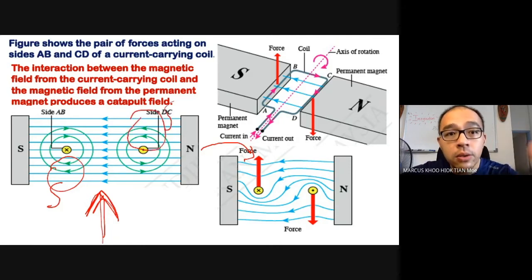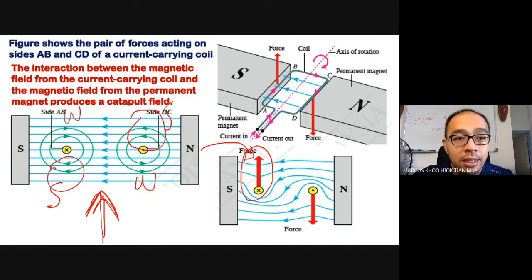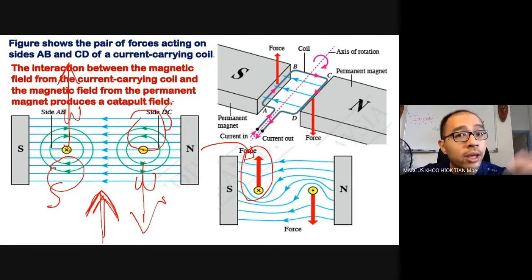And we always know that the force always travels from the strong to the weak. So obviously this is going to be the weaker region. This is the weaker region. So this explains why this side is going to go up and this side is going to go downwards. Okay, because of the interaction. Interaction between the strong and weak magnetic fields. Force always travels from the strong to the weak.